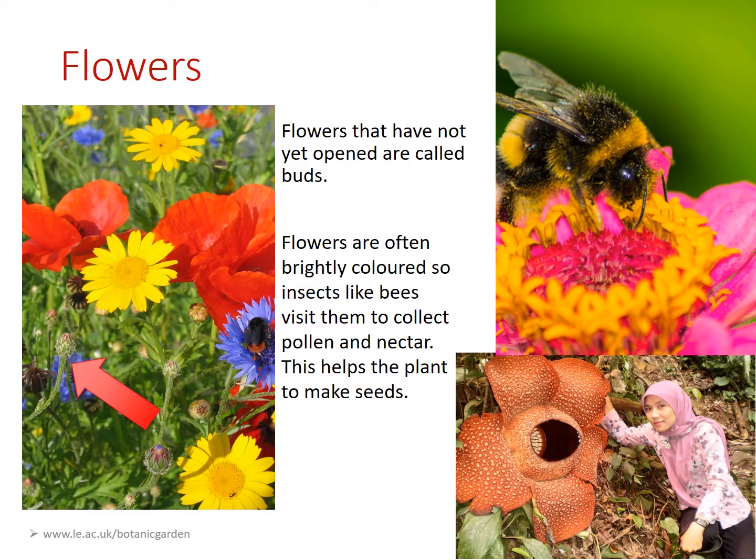Can you see the red arrow? This is a bud. Before petals of the flowers open, they are called buds. Flowers have pollen inside, which needs to be carried to another flower to make seeds. Insects, including bees, can help do this, and many flowers are brightly coloured to attract them. The lady is next to one of the world's biggest flowers, Rafflesia.